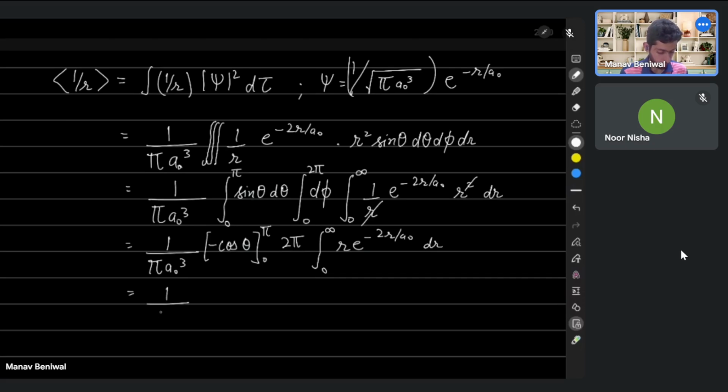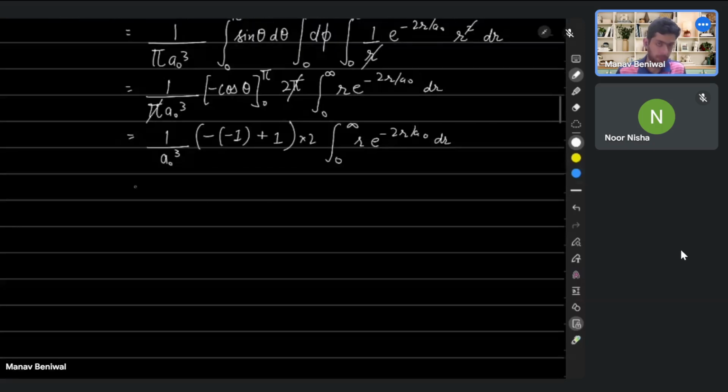So therefore this pi will cancel out this pi. So this will become 1 upon a naught cubed, and cos, let me write minus cos of pi is -1, and then this becomes plus cos of 0 is 1, like that, into 2 integral 0 to infinity r e to the minus 2r by a naught dr.